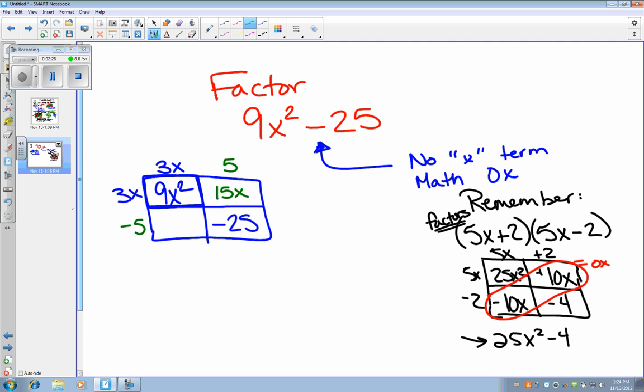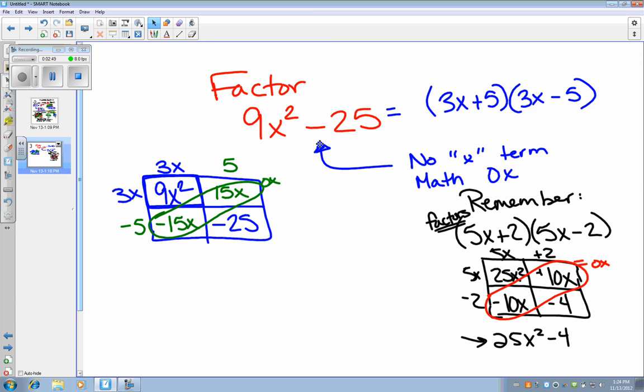This would be 15x, this would be negative 15x. And sure enough, when I add those together, I get 0x. It tells me that the factors of this must be 3x plus 5 times 3x minus 5. And there is a pattern there that some of you will see, and so you'll be able to do these types of problems pretty easily in the future.